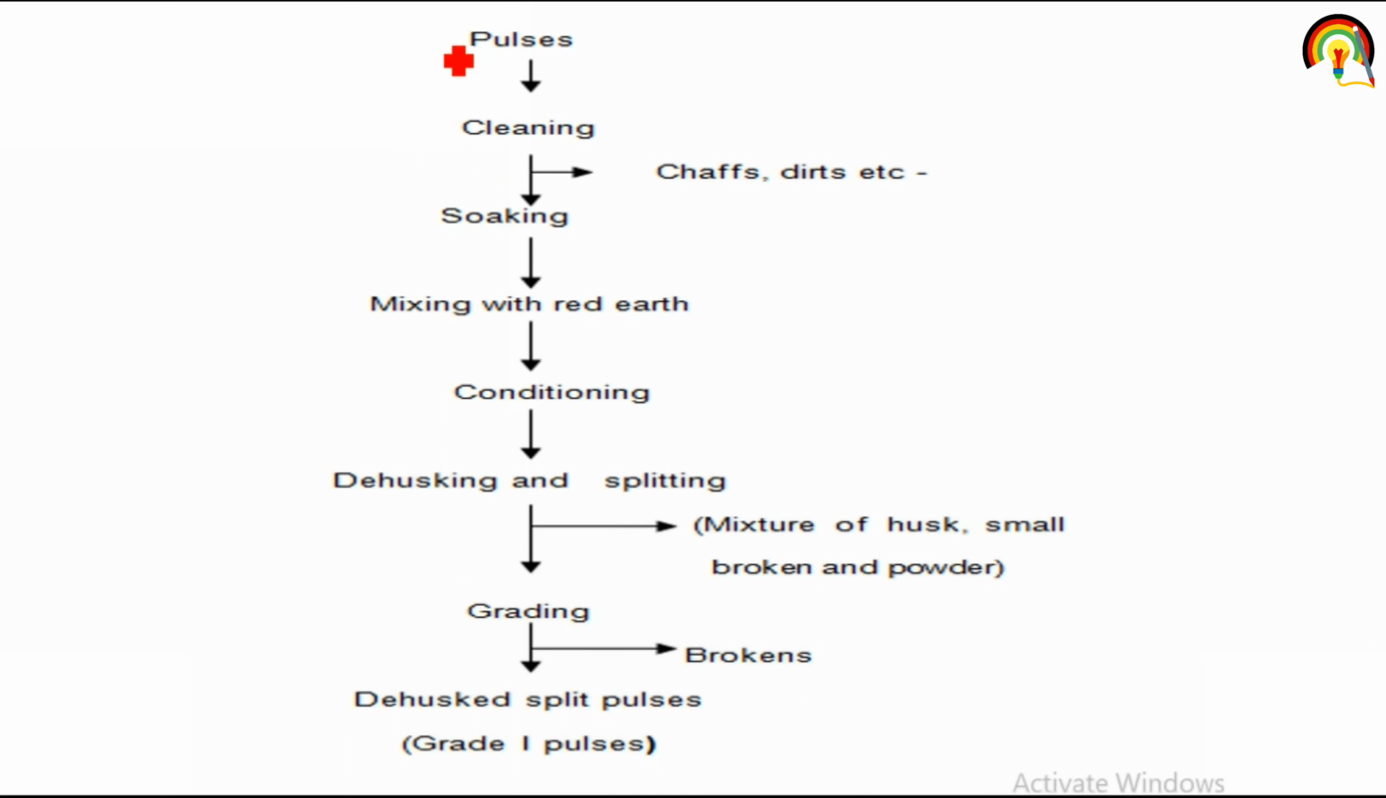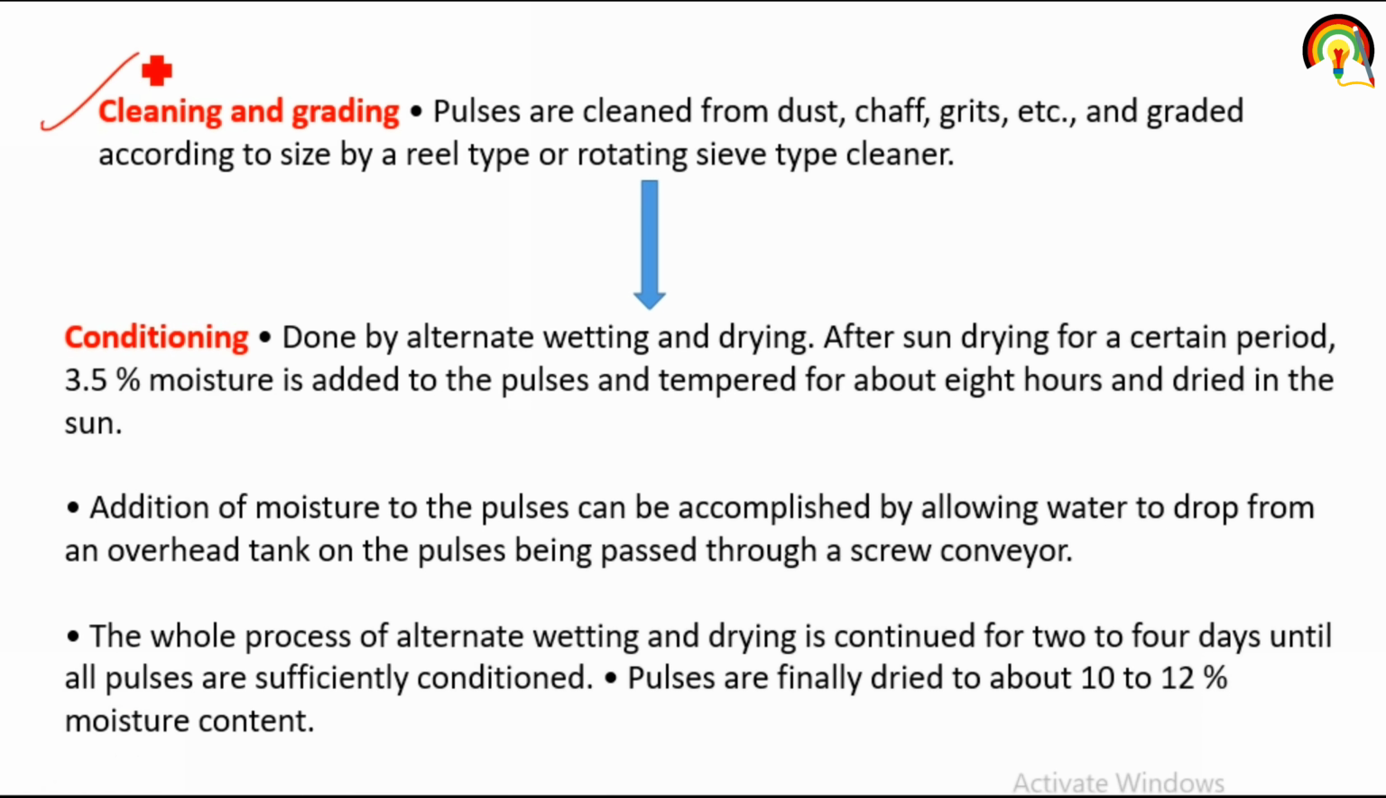Firstly, pulses are cleaned, where we remove all the dirt present in the pulses, then soaking, then conditioning, then dehusking, then grading. So what is cleaning and grading? Pulses are cleaned from dust, grit, etc. and graded according to size by a reel type or rotating sieve type cleaner. In cleaning, we remove all the dust present in the pulses, and in the grading process we use a reel type or rotating sieve type cleaner.